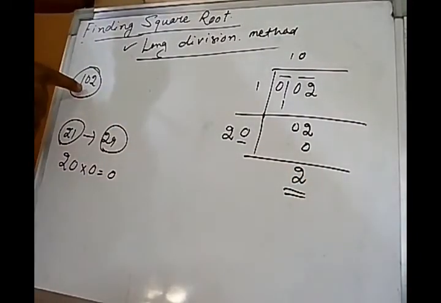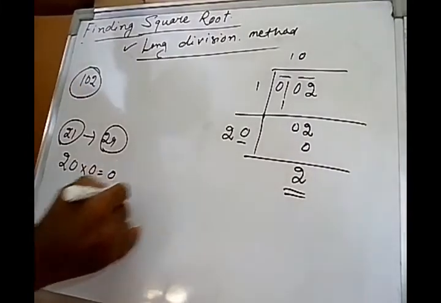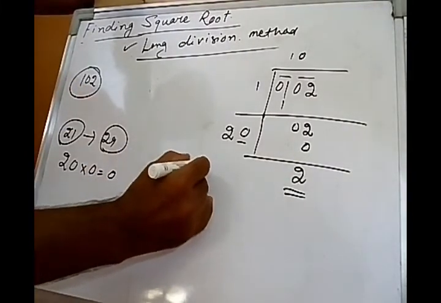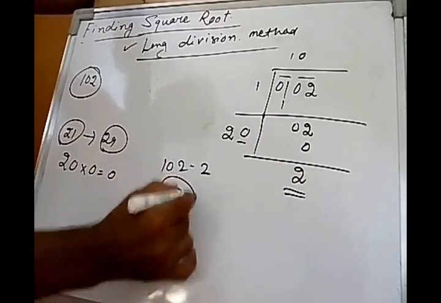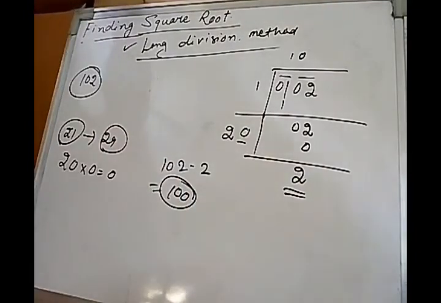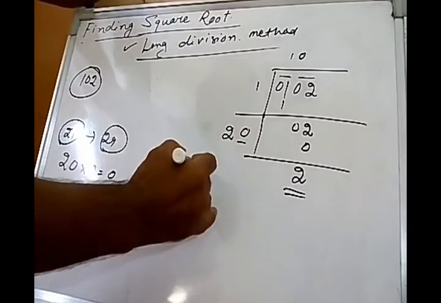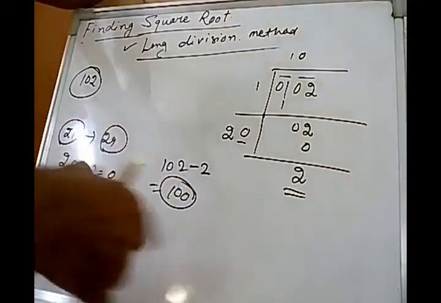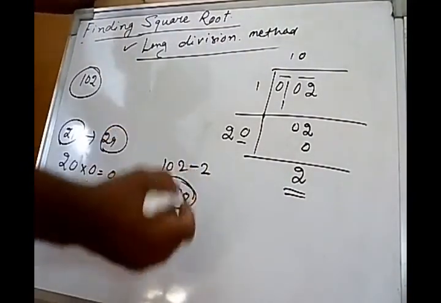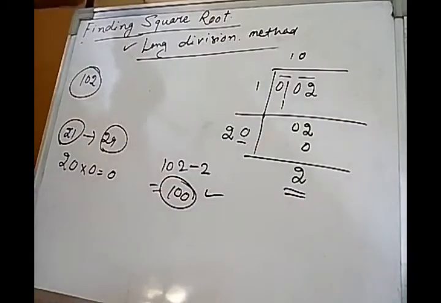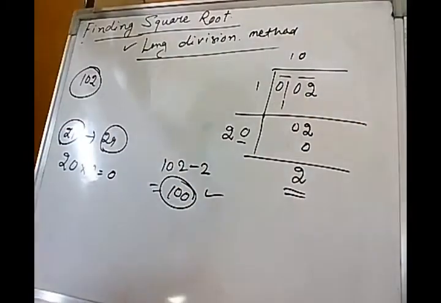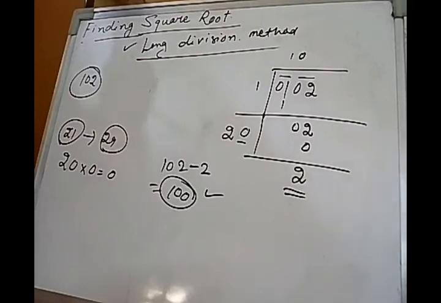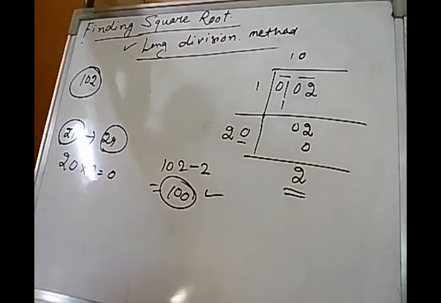If we subtract it from 102, then what will happen? 102 minus 2 equals 100. So 100 is the square number. It means 2 was the extra amount with 102. So when we eliminate or subtract the extra amount 2, then this 100 will be a square number. So with the help of the long division method, we can find out which number will be subtracted to make it square.